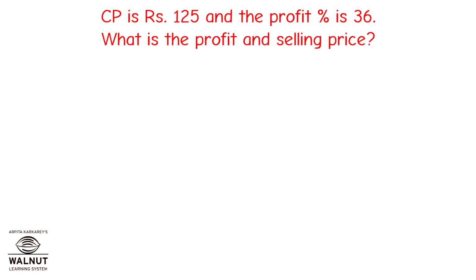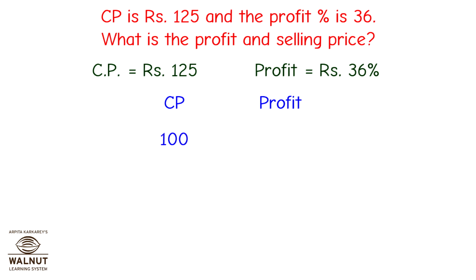Can you solve this one? CP is rupees 125 and the profit percentage is 36. What is the profit and selling price? Now the profit percentage is 36. That means for rupees 100 CP, profit is rupees 36. So for rupees 125 CP, what is the profit?